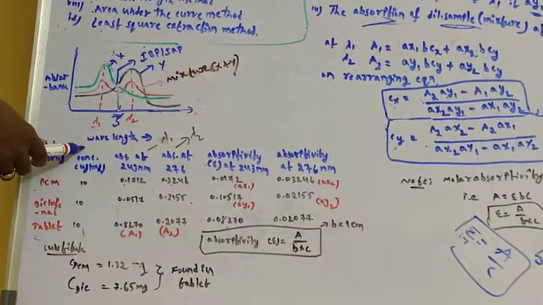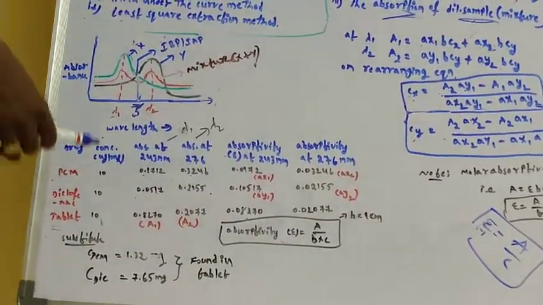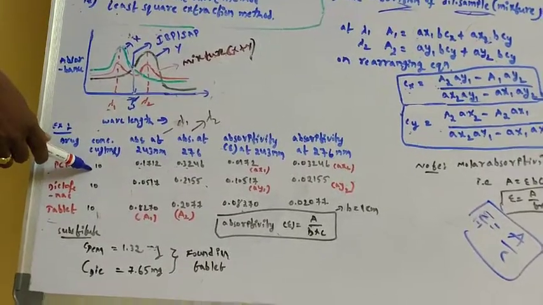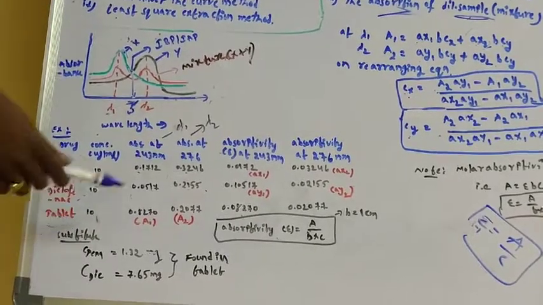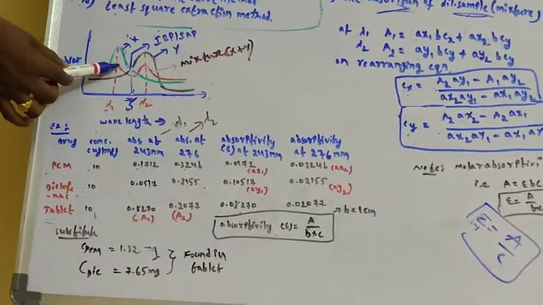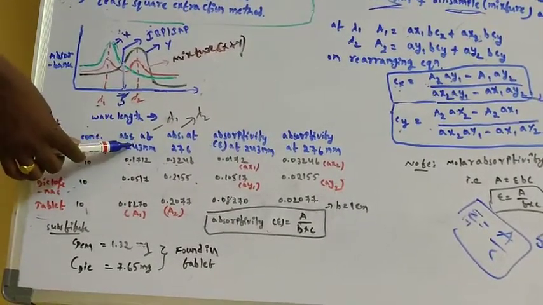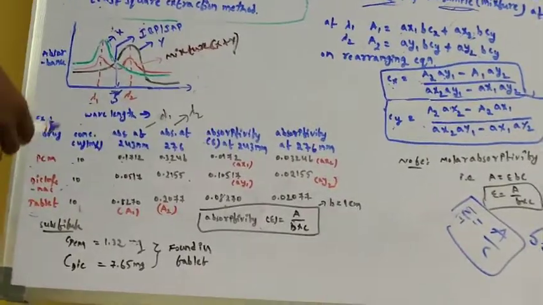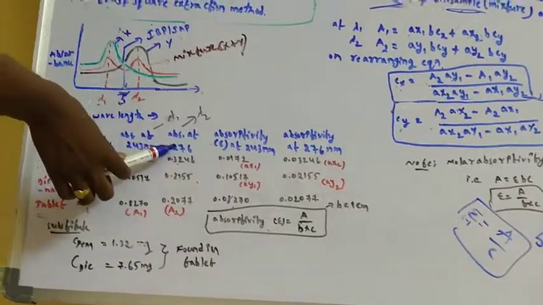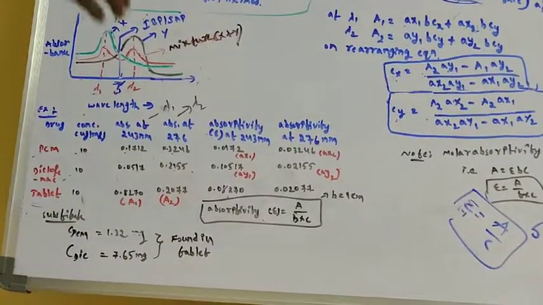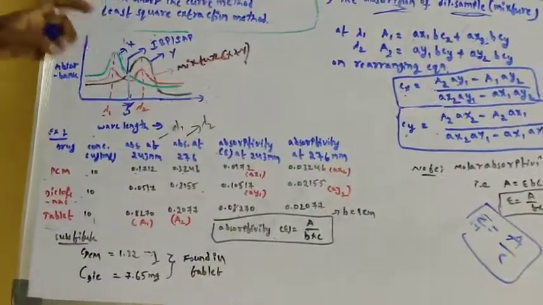I have prepared a series of standard solutions of paracetamol and diclofenac: 10 microgram per ml of paracetamol, 10 microgram per ml of diclofenac, and the tablet also 10 microgram per ml. Remember the tablet consists of both drugs, so it shows both peaks, 2 peaks. Paracetamol has lambda max at 243 nanometer, and diclofenac has lambda max at 276 nanometer.